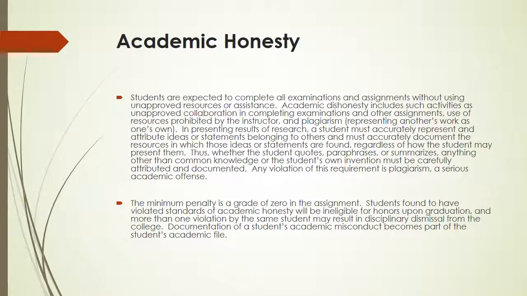Academic honesty. Students are expected to complete all examinations and assignments without using unapproved resources or assistance. Academic dishonesty includes such activities as unapproved collaboration in completing examinations and other assignments, use of resources prohibited by the instructor, and plagiarism. In presenting results of research, a student must accurately represent and attribute ideas or statements belonging to others, and must accurately document the resources in which those ideas or statements are found, regardless of how the student may present them. Thus, whether the student quotes, paraphrases, or summarizes anything other than common knowledge or the student's own invention must be carefully attributed and documented.